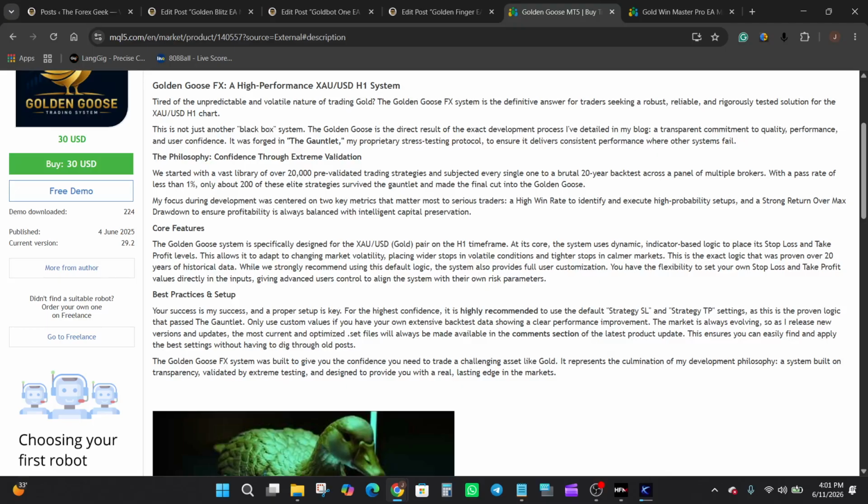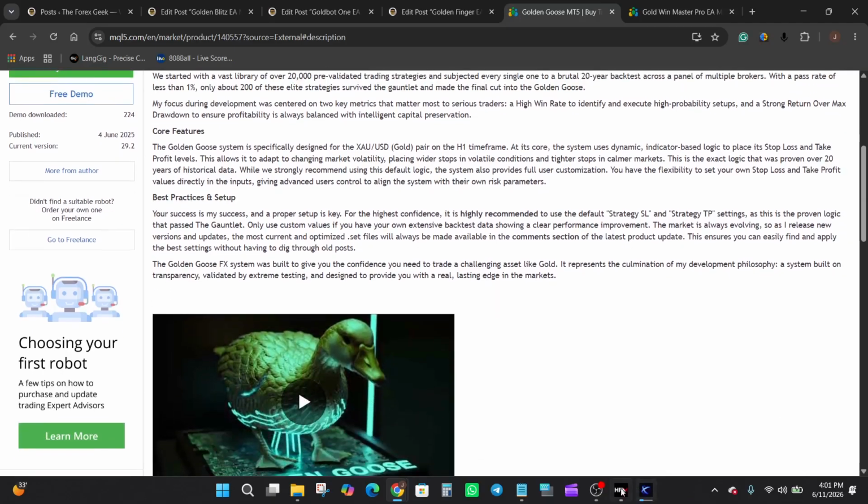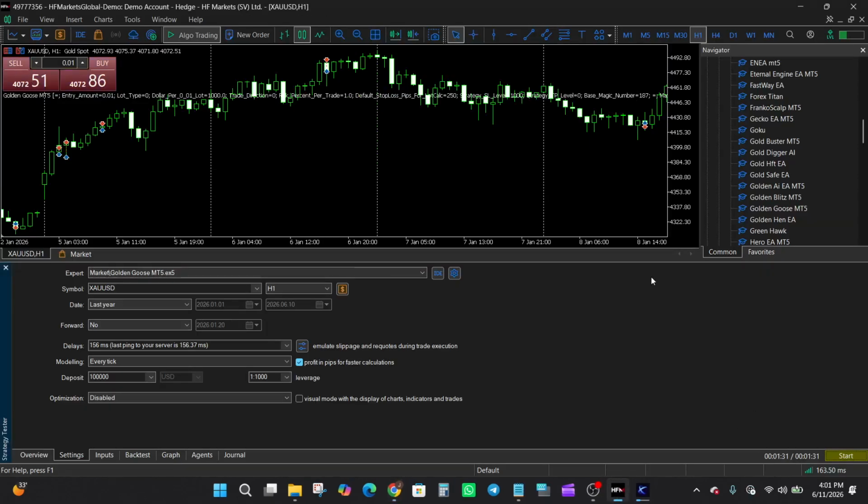Now, before we jump into backtesting, this is where I start shifting focus from description into real performance observation. So we're just going to be moving into the strategy tester, and what I'm expecting to see here is how this system behaves across extended historical conditions, especially on gold, which is known for sharp volatility and sudden directional shifts.